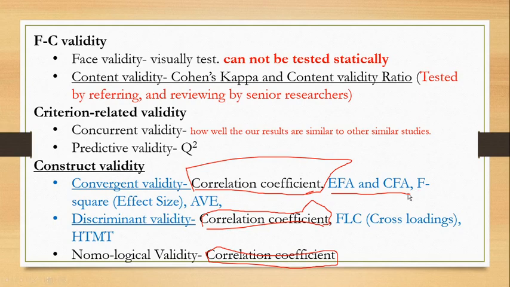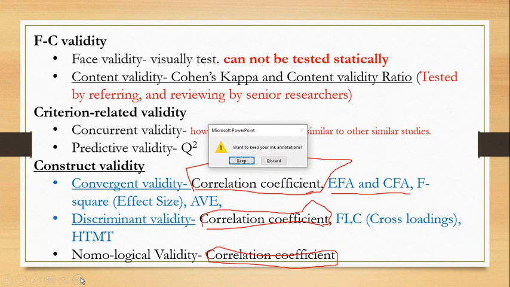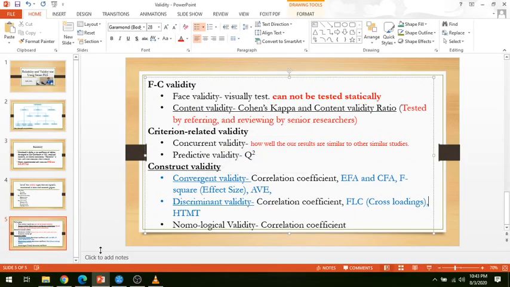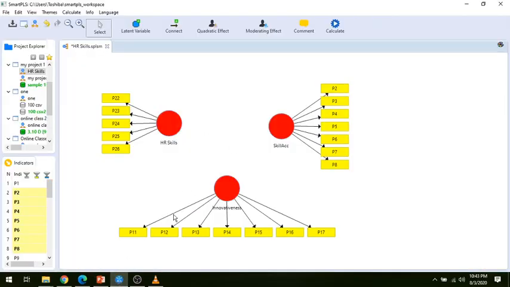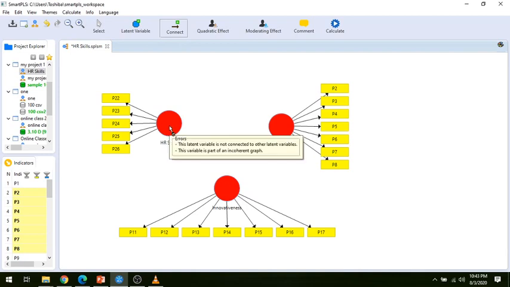So if you see, I have one model, and in this model you have 3 factors, or you can say the 3 variables: HR skills, skill acquisition and innovativeness. And in these 3 models I have not made any correlation. So now I'll try to connect all these 3 factors.